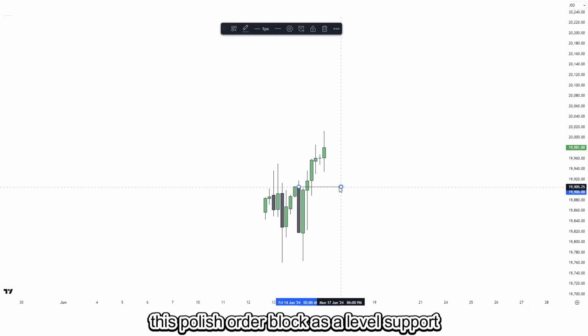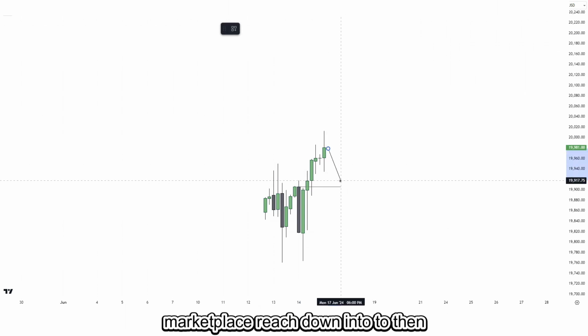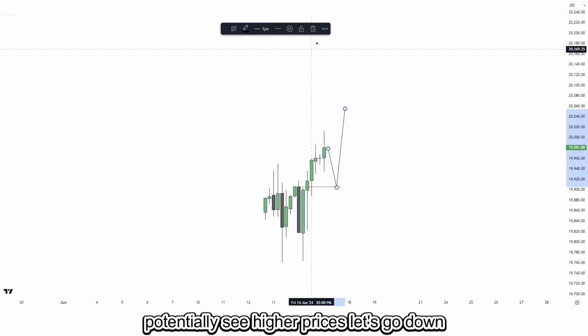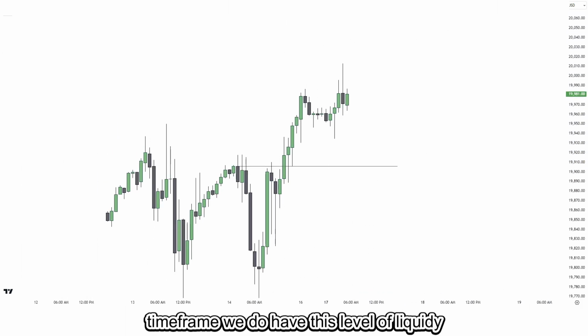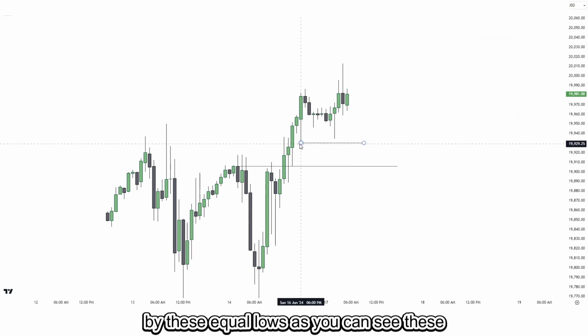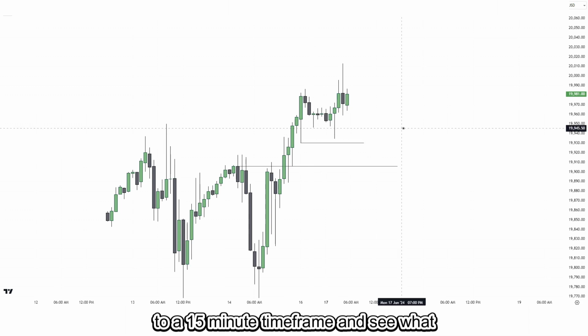For our next example, we're looking at the Nasdaq on the 4-hour time frame, and we can clearly identify this bullish order block as a level of support that we could potentially see the marketplace reach down into to then potentially see higher prices. Let's go down to H1 time frame. As well, on the H1 time frame, we do have this level of liquidity by these equal lows. As you can see, these equal lows here as areas of liquidity. Go down to a 15-minute time frame and see what happens.